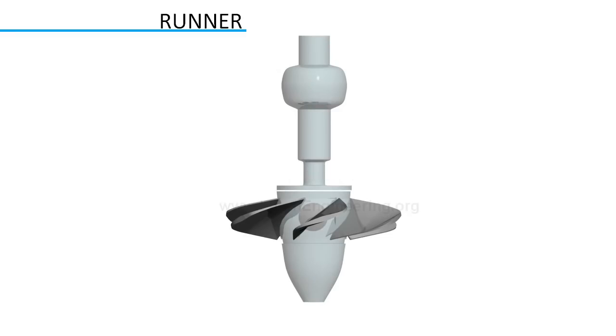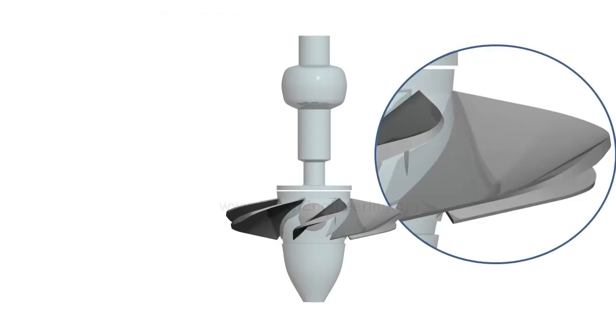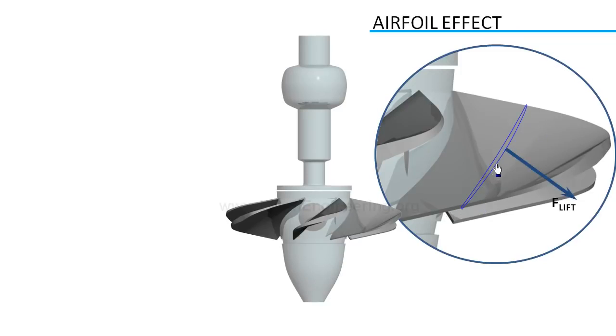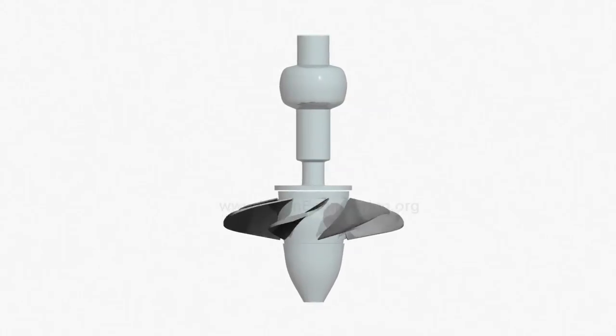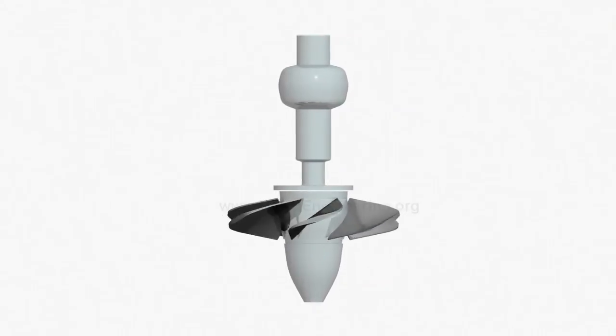Most important part of Kaplan turbine is its runner. Cross-section of runner blade will have a curved shape. When water flows over it, it will induce a lift force due to airfoil effect. Tangential component of lift force will make the runner rotate. This rotation is transferred to a generator, for electricity production.